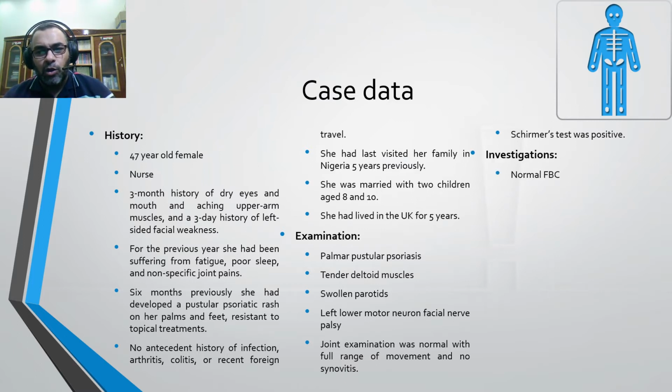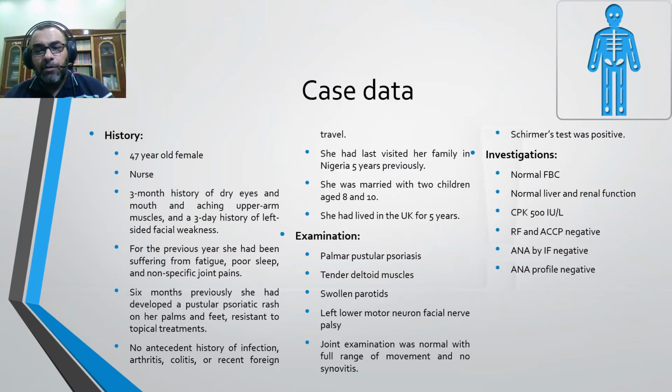Investigations show normal fasting blood sugar, full blood count or CBC, normal liver and renal functions, CK elevated, rheumatoid factor and anti-CCP negative, ANA by immunofluorescence negative, ANA profile all negative, ANCA negative, HLA-B27 negative, serum ACE normal, and chest X-ray clear.